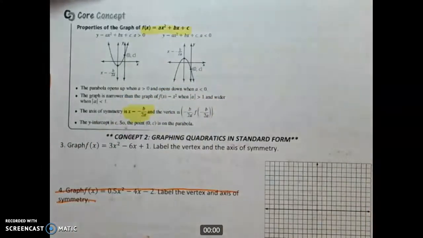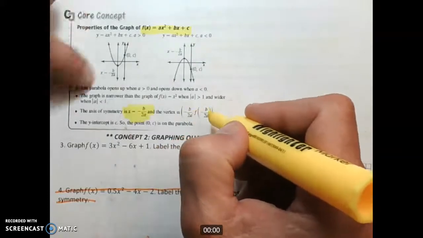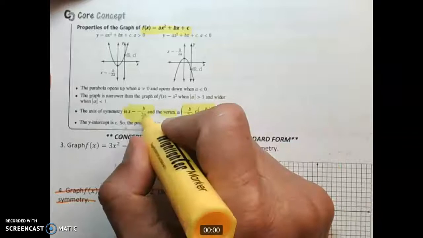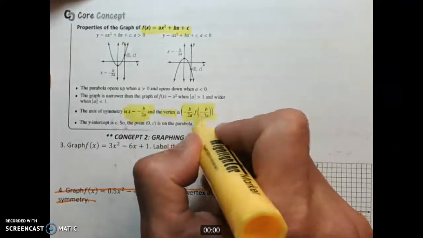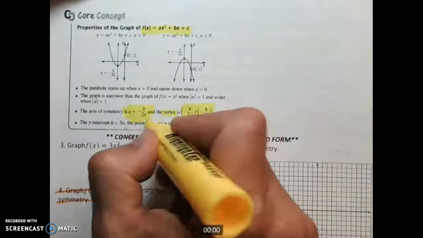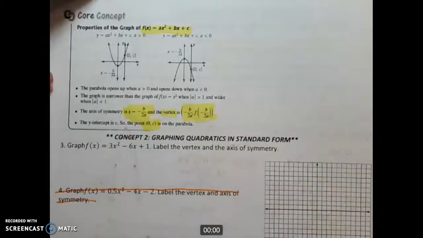The axis of symmetry is where we're going to start. x equals negative b over 2 times a. Then you plug that in for f of x to get your vertex. So we use that to get your x, and plug it in, f of negative b over 2a, to get your vertex. The other thing you definitely want to know is we do have a shortcut. 0, c is always a point on the parabola, which is nice. So I will use that as well.